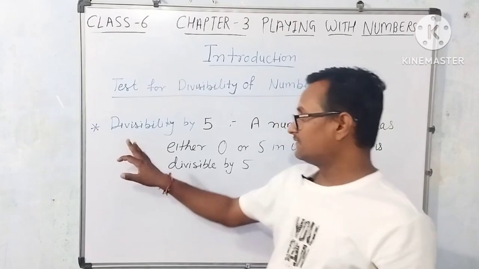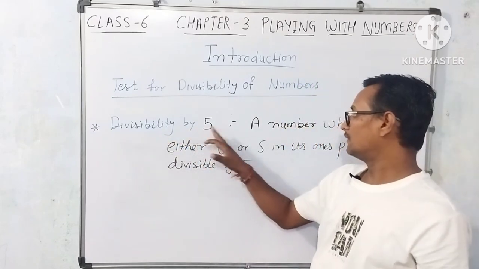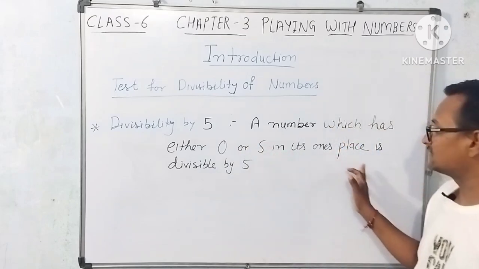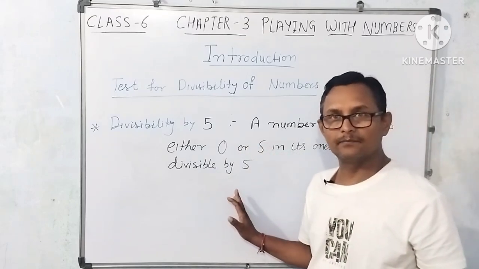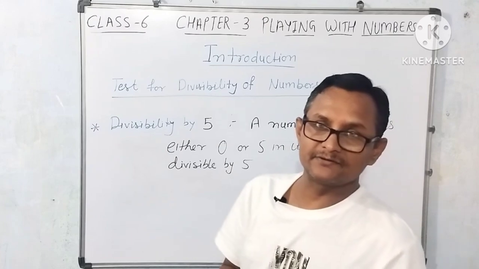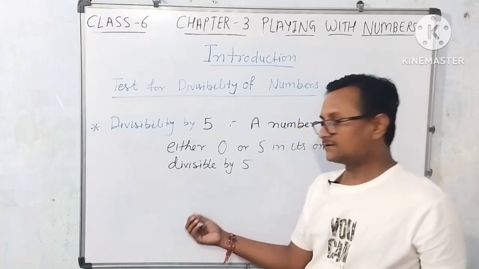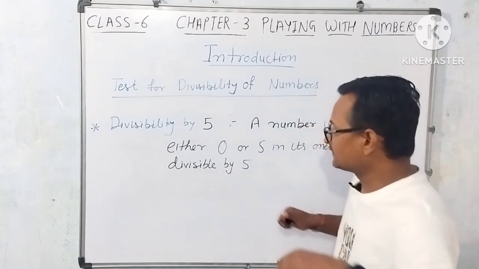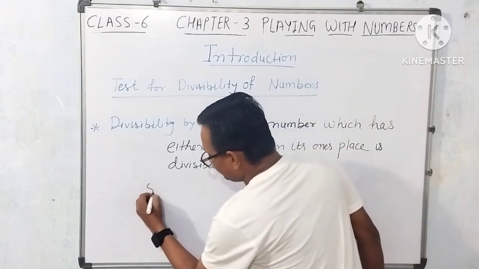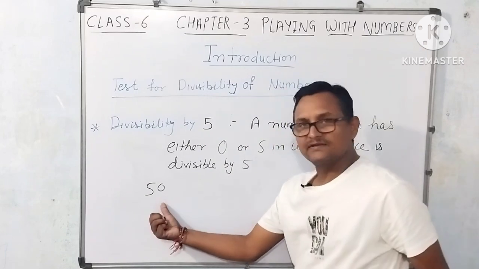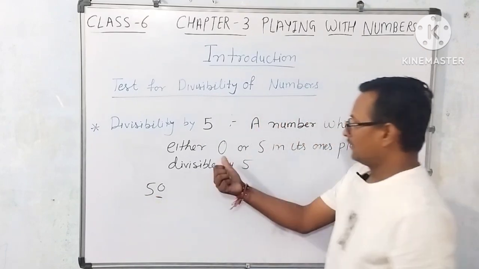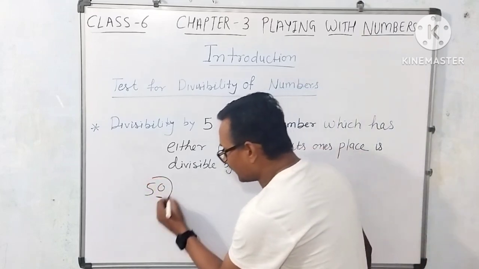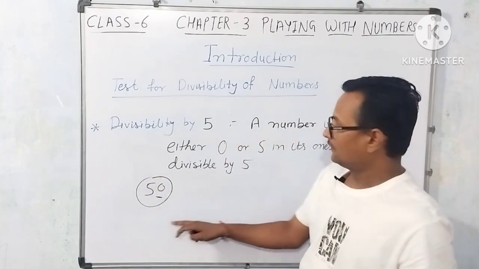Now the second rule is divisibility by 5. A number which has either 0 or 5 in its ones place is divisible by 5. How can we identify that a number is divisible by 5? If its last digit is 0 or 5, then it is divisible by 5. Let's understand by example. 50. Now its ones place is 0. If there is 0 or 5, it is divisible by 5. So we can say it is divisible by 5.